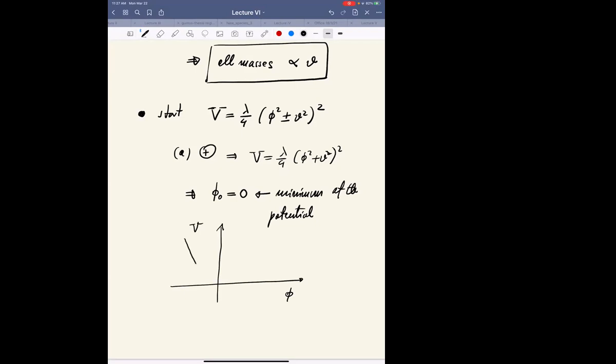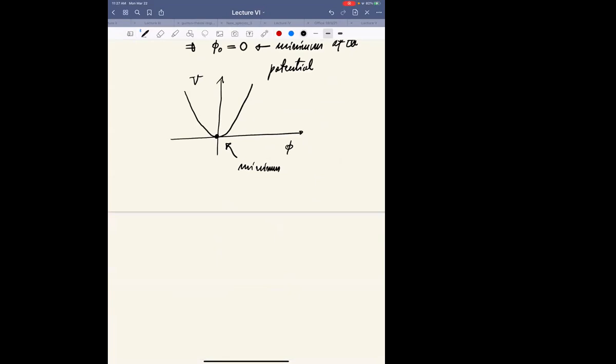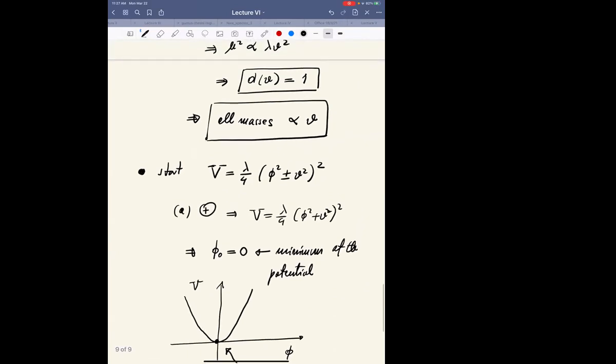And it would just look like a sharper parabola, depending how big lambda is. And the minimum is here, obviously. And notice that in this situation, we have no symmetry breaking, because there is still Z2 symmetry of the vacuum. This is not very interesting. And this is what we are used to.